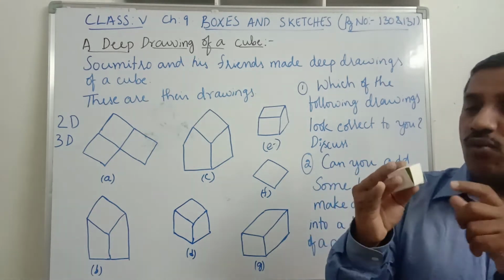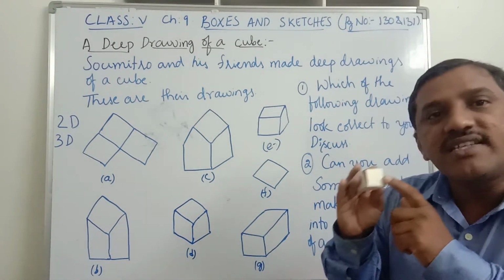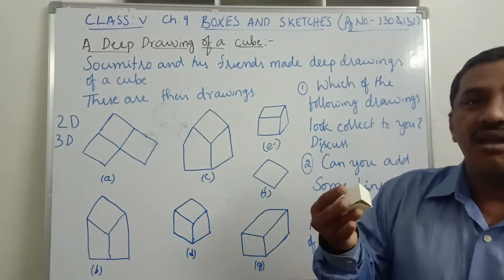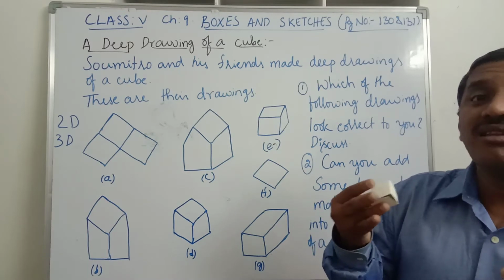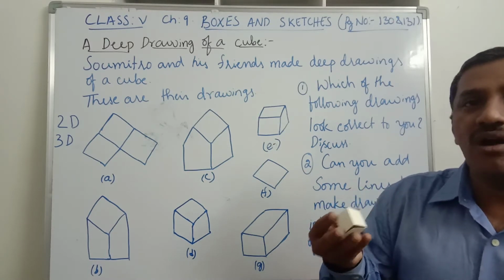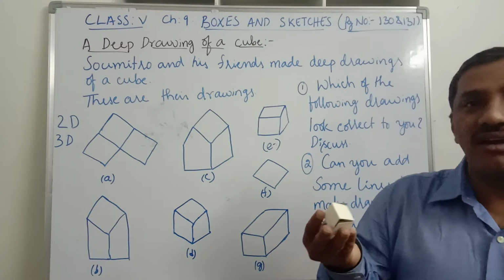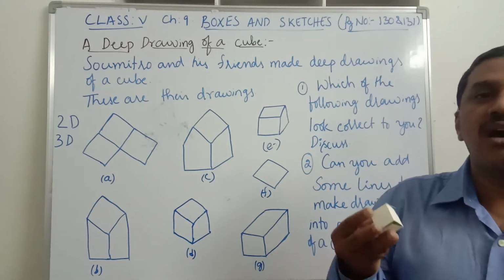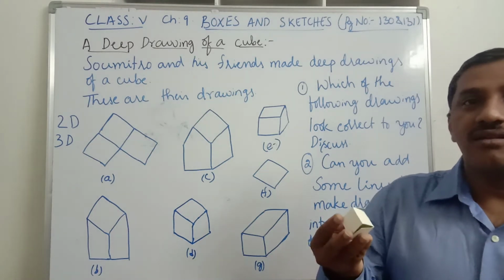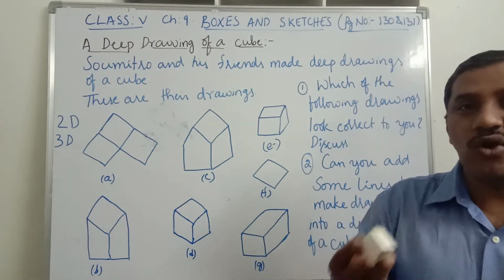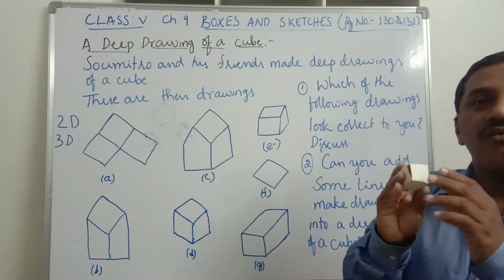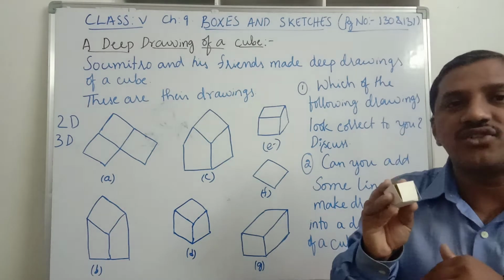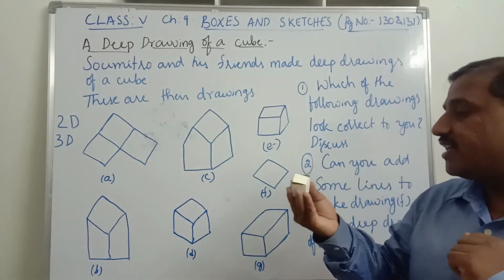What is the shape of each face of a cube? It is a square. What is a square? A quadrilateral, or a polygon, in which all the sides are equal and all angles are equal. Here quadrilateral means only 4 sides are there. 4 sides are equal in length and 4 angles will be equal. Each angle is equal to 90 degrees. That figure is known as a square.